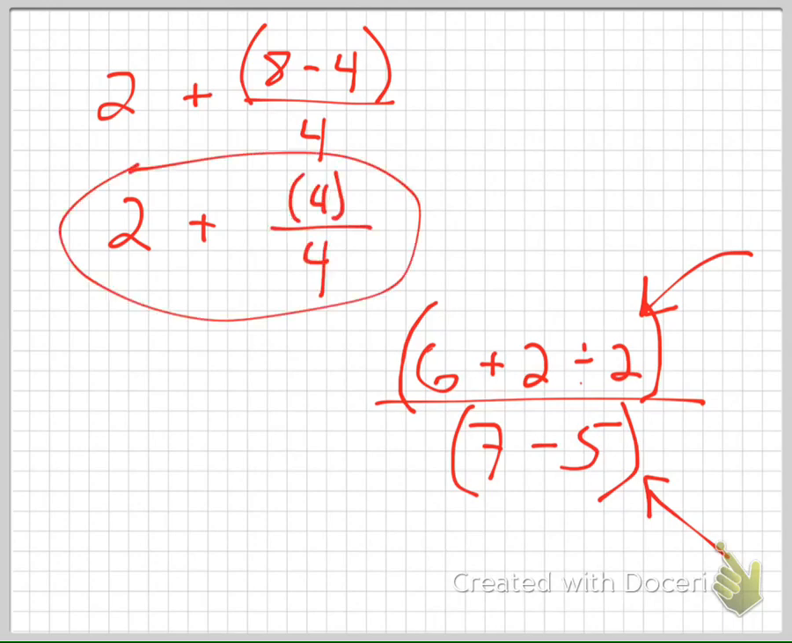Now what do I do? What's the next thing? Do I do 2 plus? No. You look for, is there more parentheses? No. Is there any exponents? No. Is there multiply or divide? Yes. What is 4 divided by 4? 1, so 2 plus 1 is 3. Make sense? Okay. So then, now that you know that rule, do the bottom of page 9, example 3, letter B.